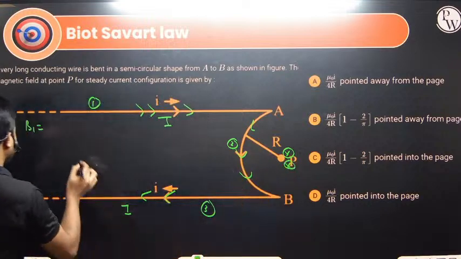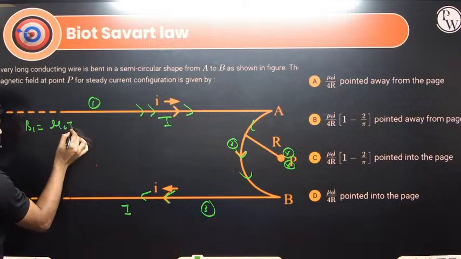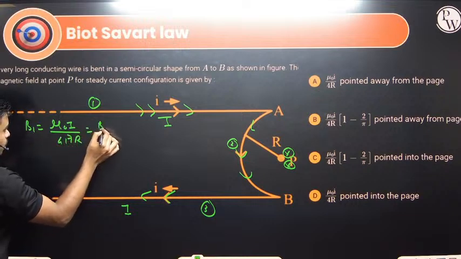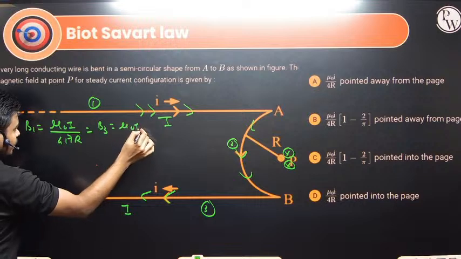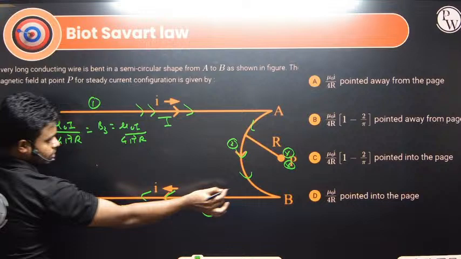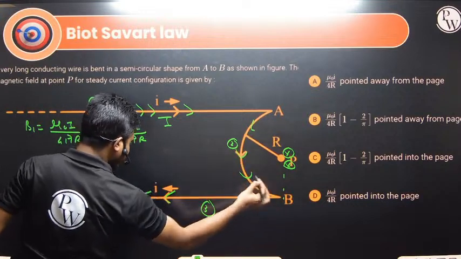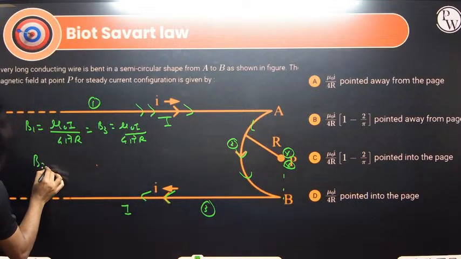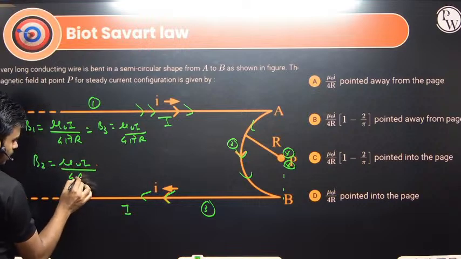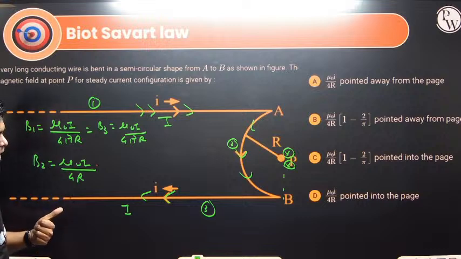So let's check this. What is B1? Because of the semi-infinite wire, B1 is equal to mu naught I divided by 4 pi r. What is B3? Mu naught I divided by 4 pi r, where r is the distance of this particular point. Because of this semicircular wire, what is B2? B2 is equal to mu naught I divided by 4 r. We just have to add these.